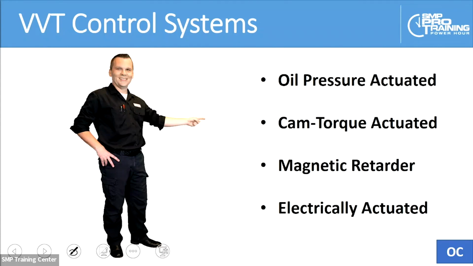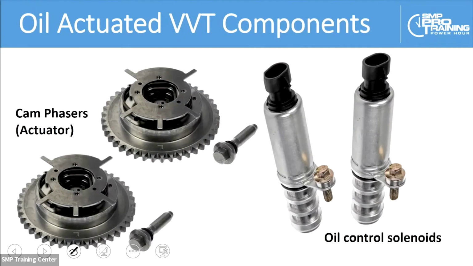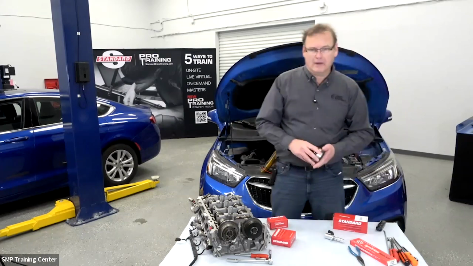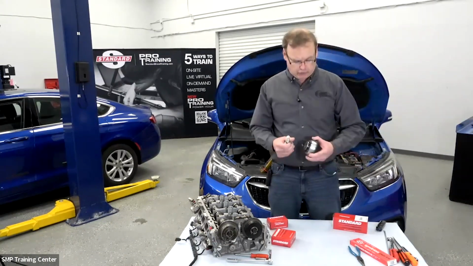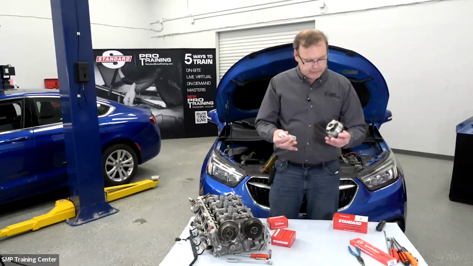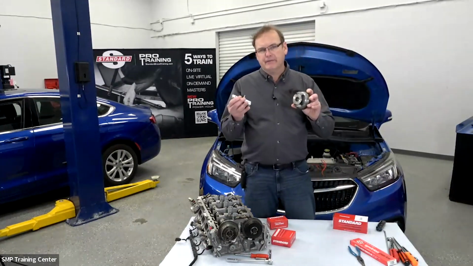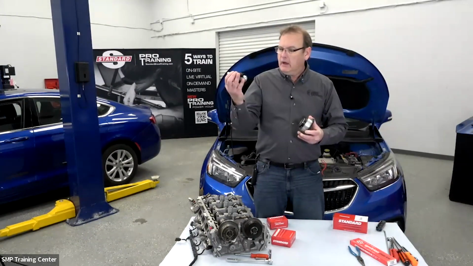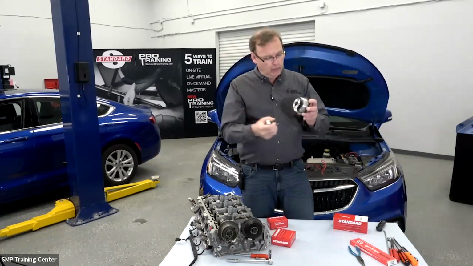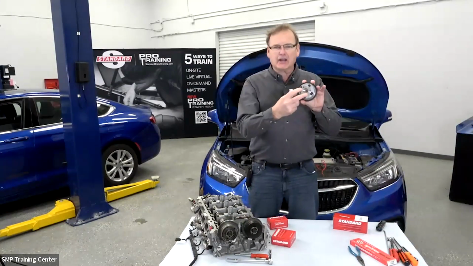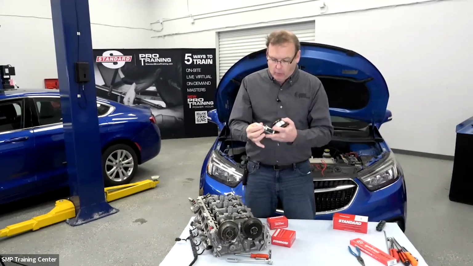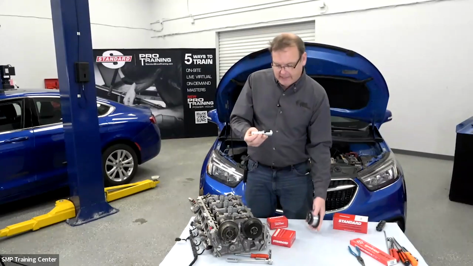Now, there's a number of different variable valve timing systems that are out there. We see there's oil pressure actuated, cam torque actuated, magnetic retarder systems, and electrically actuated systems. But for today, we're going to focus on the oil-driven systems. That's going to be the most common one that you're going to run into. And for that, we're going to see our two key components of that system: the VVT oil control solenoid and the VVT actuator, also known as the phaser.